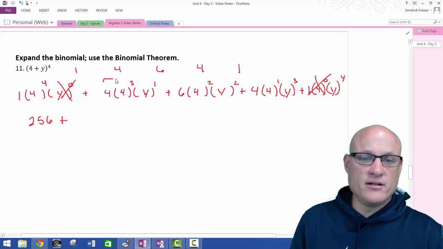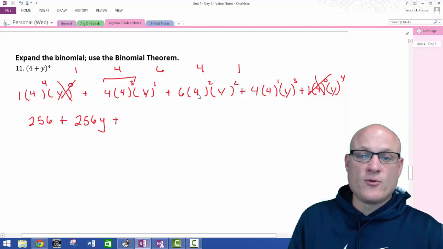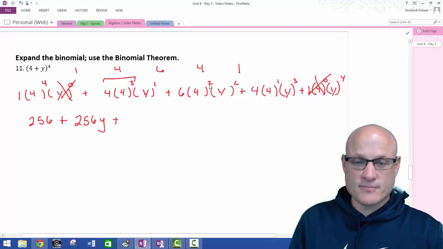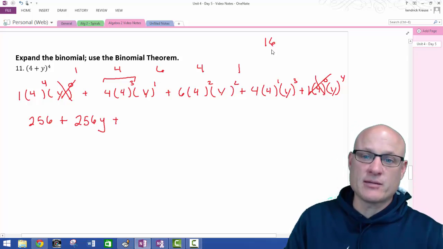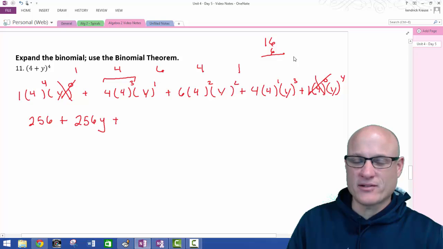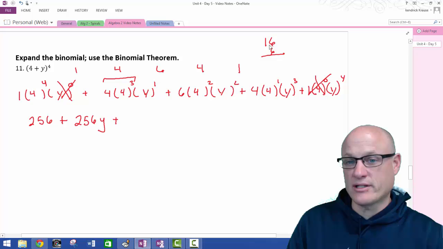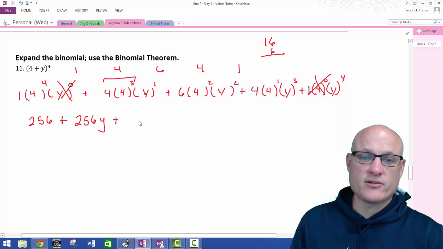now really, this is 4 to the 4th power again times y. So now we're going to do 256y plus 4 squared is 16. 16 times 6. Now let me just show you something. I don't ever multiply 16 times 6 directly. What I do is 6 times 1, which is really 10, that's 60. And 6 times 6 is 36. So that's 36 and 60. That's 96.